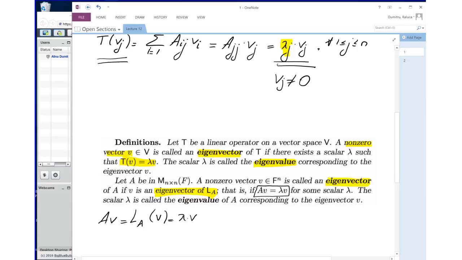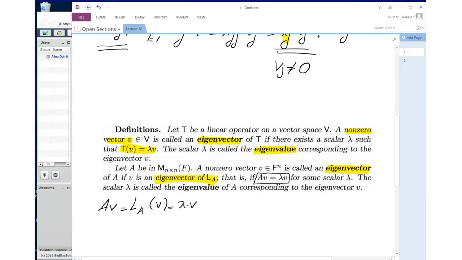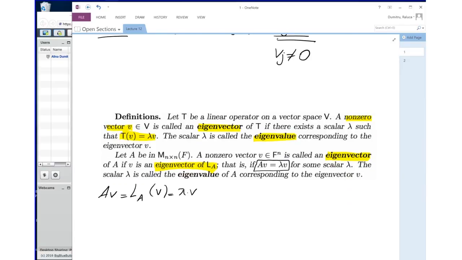So to be an eigenvector for a matrix, you need A times V equals lambda V. And then lambda again is called the eigenvalue of the matrix corresponding to the eigenvector V. Anyways, we keep in mind that eigenvectors are not allowed to be 0.